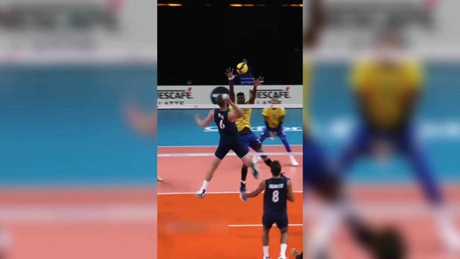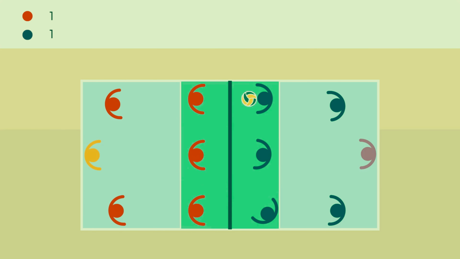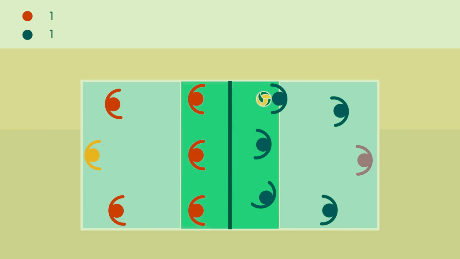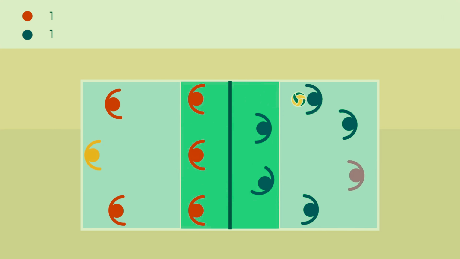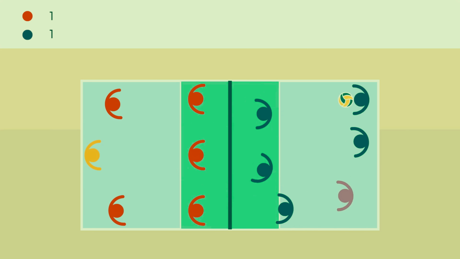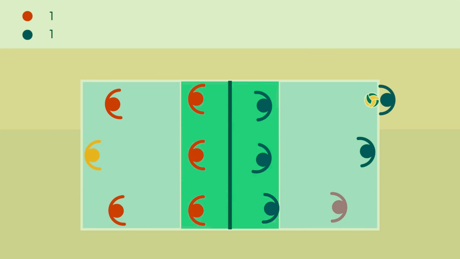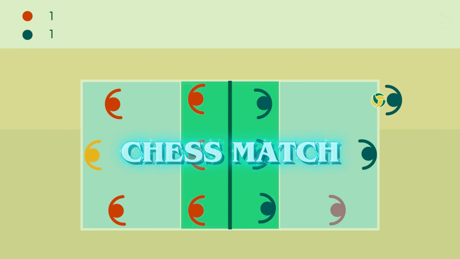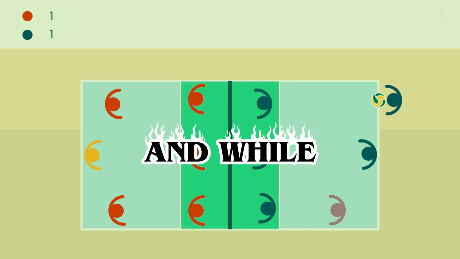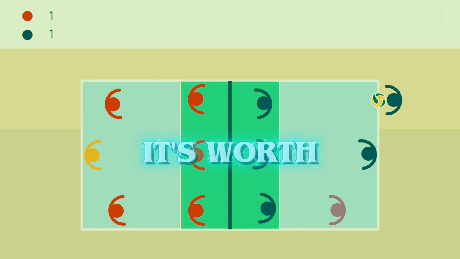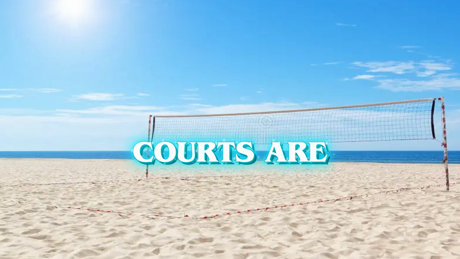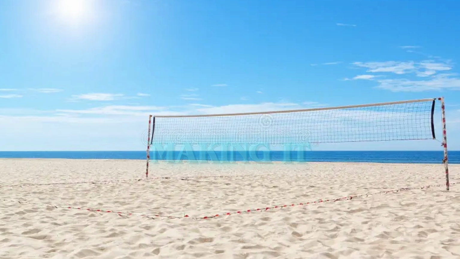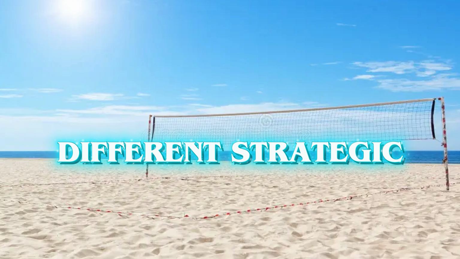Now that you understand the attack line, let's look at how the court is broken down for strategy. The court is divided into 6 zones, numbered 1 through 6. Zone 1 is in the back right, and they continue counterclockwise. These zones are used for player rotation. Understanding these zones is how you start to see a high-speed chess match happening on the court. And while we focused on the indoor court, it's worth noting that beach volleyball courts are smaller and have no attack line, making it a completely different strategic game.